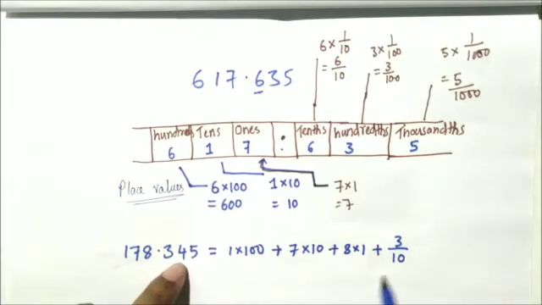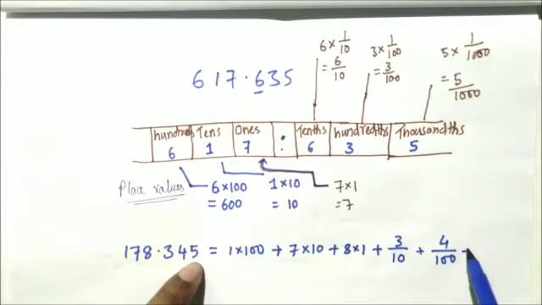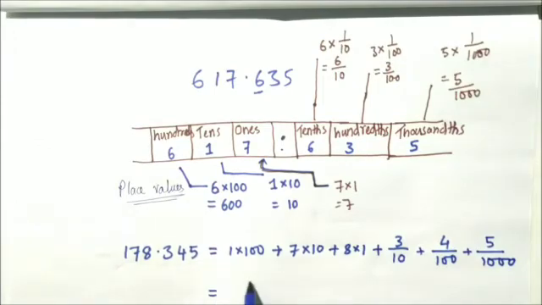4 will be 4 by 100. Why? Because 4 is placed at the 100th place. 5 will be, what is the place value of 5? It will be 5 by 1000. So meaning to say, this is 1000.